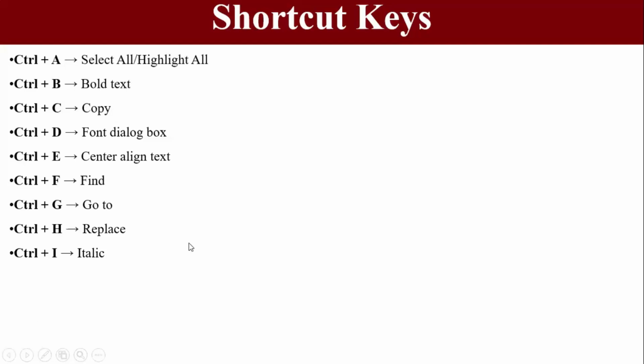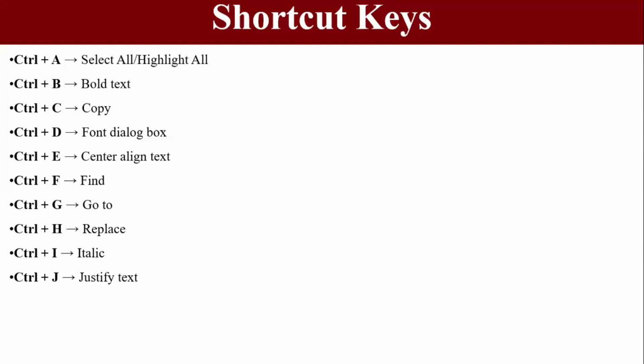Then we have Control I, which is italic. Some people call it italicizing. So this Control I will help you italicize your selected text or the text you have highlighted. It italicized the text. That's what Control I did.